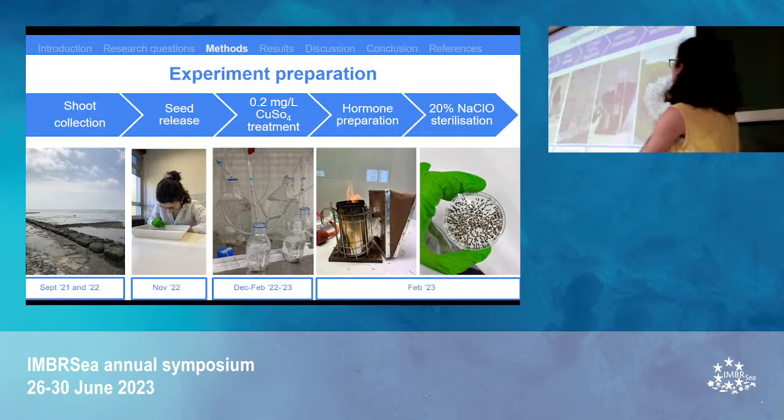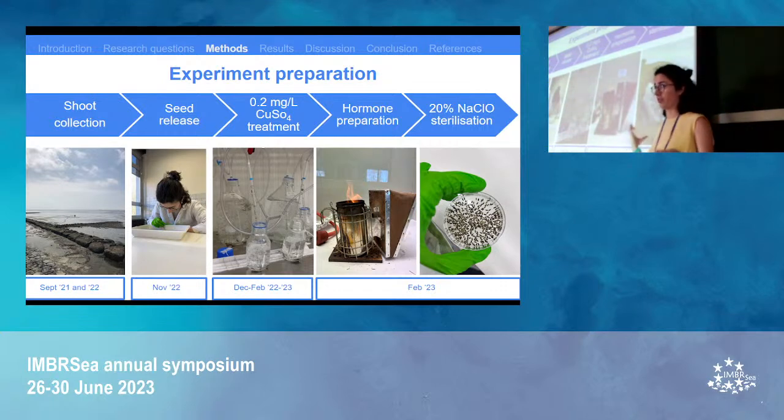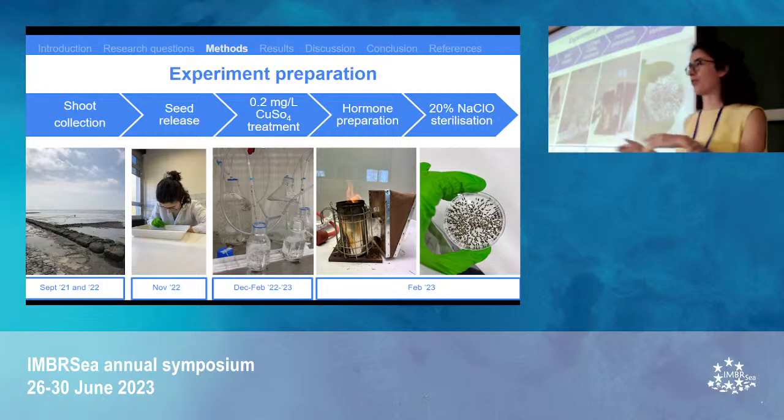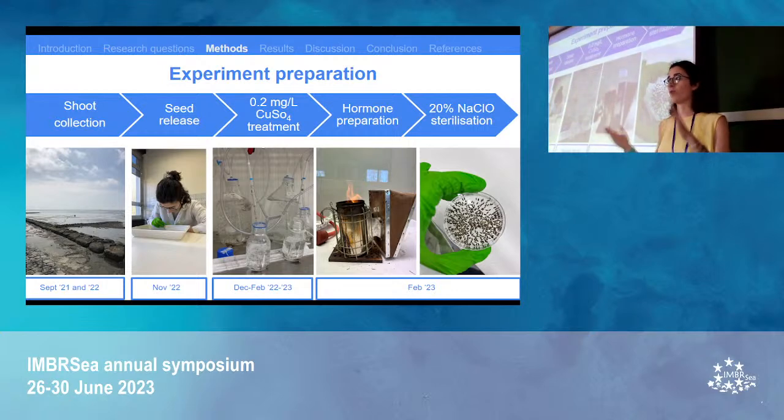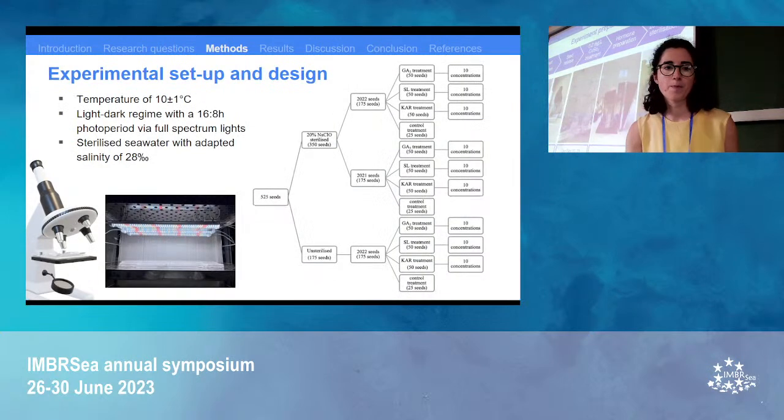And then some of the seeds were sterilized. Another thing, these last two steps were done under sterile conditions, except for the karrikin burning part. And from this point onward, everything that happened was in sterile conditions. So the seeds were always kept in sterile conditions.